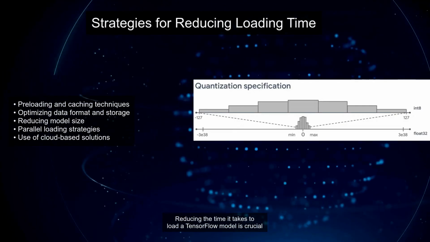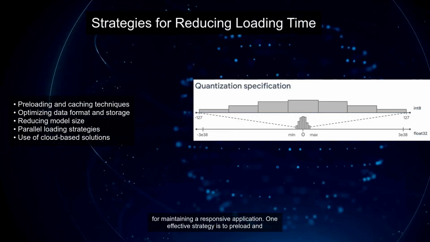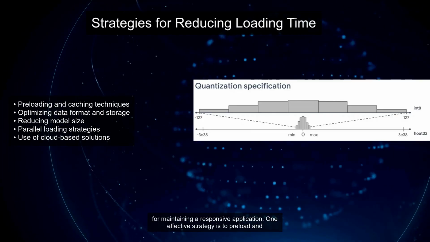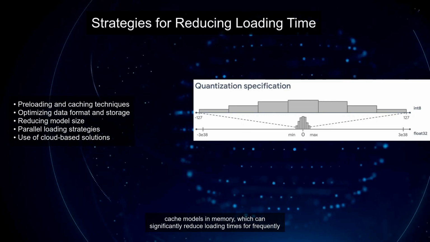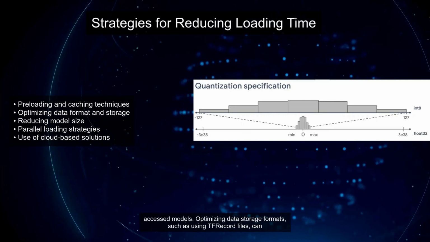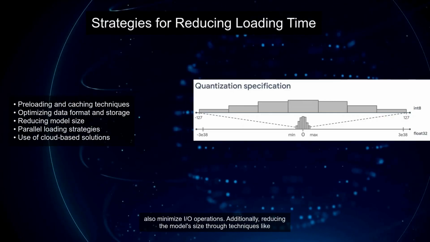Reducing the time it takes to load a TensorFlow model is crucial for maintaining a responsive application. One effective strategy is to preload and cache models in memory, which can significantly reduce loading times for frequently accessed models. Optimizing data storage formats, such as using TFRecord files, can also minimize I/O operations.